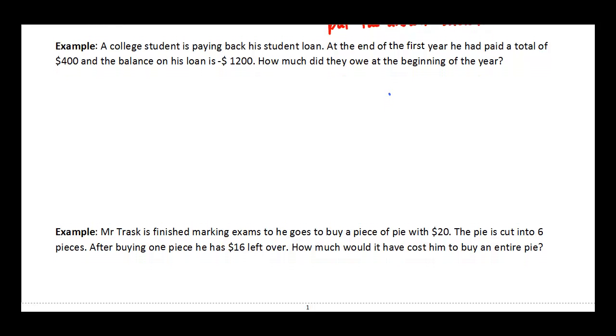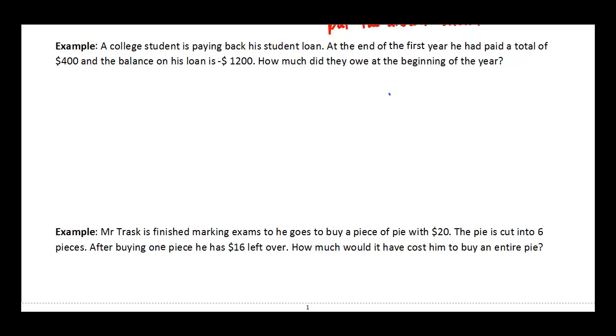The first one, we've got a college student paying back a student loan. At the end of the first year, he paid a total of $400, and the balance of his student loan was minus $1,200. How much did they owe at the beginning of the year? And of course, we're going to make the assumption here that there was no interest, which is a very wonderful assumption in a very special world.